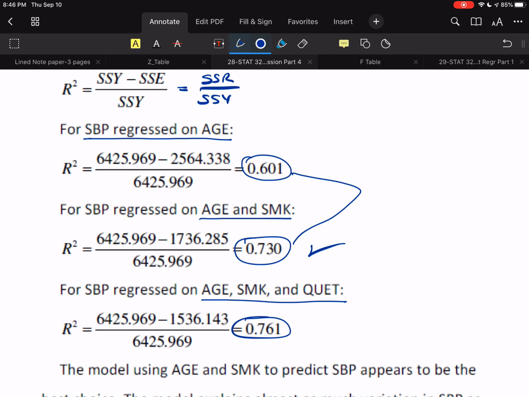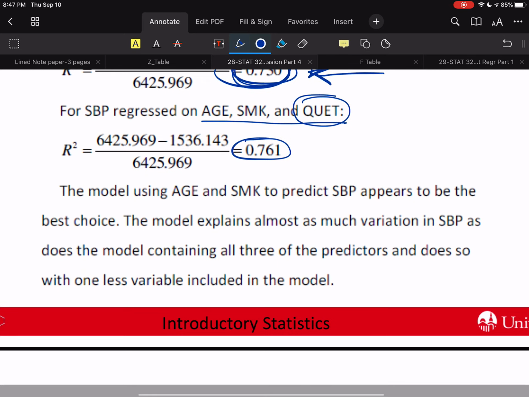And then the question is, adding in QIT gets us 0.03 on the R squared. Is that enough to justify making the model more complex to do this? And I don't think it is, and neither did the authors in the book. They said that we would want to use this model. It only has 2, which is significantly better at predicting. I mean, we went from 60.1% explained to 73% explained. But going up to 76.1% explained does not really justify, we think, including QIT. Okay?